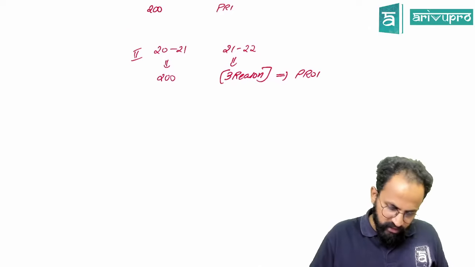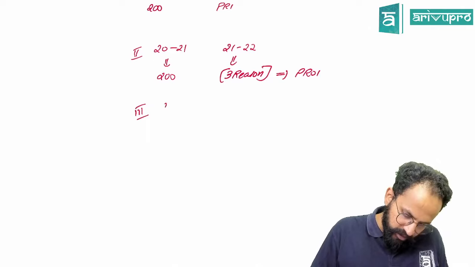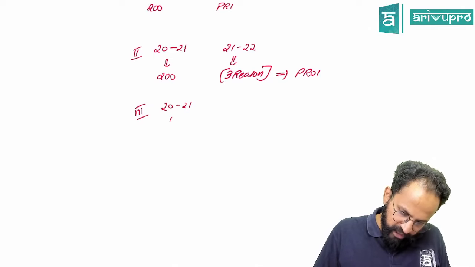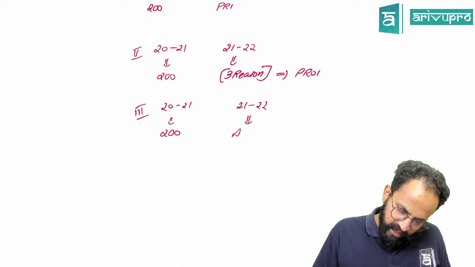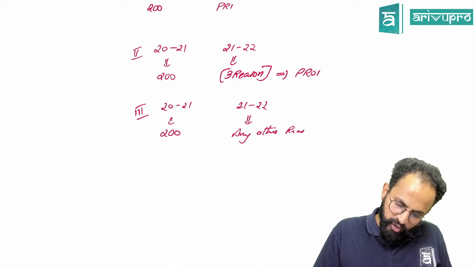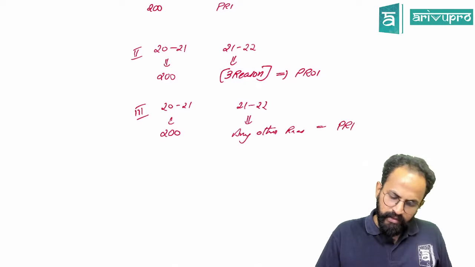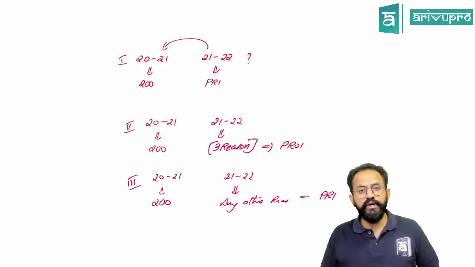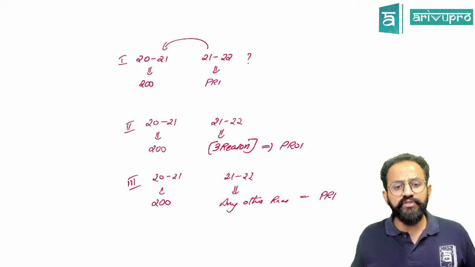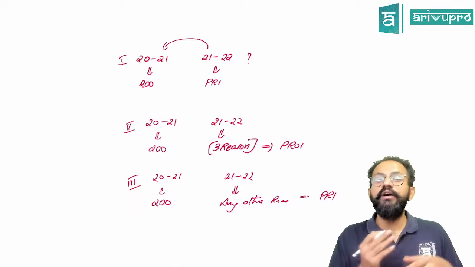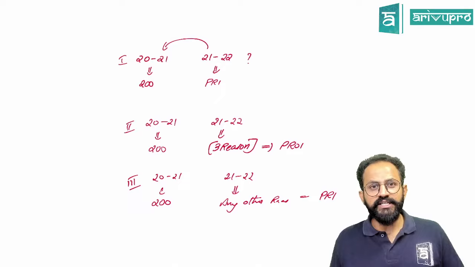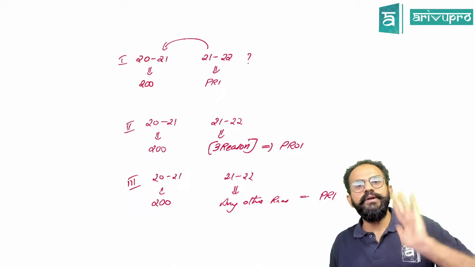Clear? Sir, third scenario. Sir, 2021, you stayed for more than 200 days. Sir, 21-22, why did you go out? Sir, any other reason, not those three, then you will be considered as PRI. I hope this is very clear. Why, sir, people? Because to know this, I actually wanted to know from you, whether you guys understood or not. But yes, if you did not understand, let me know.